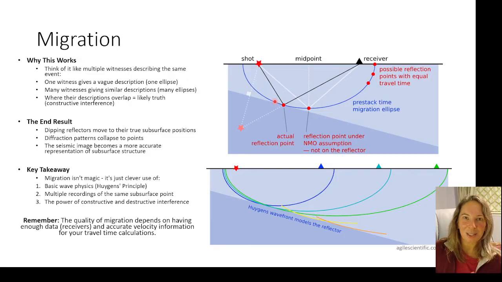One of the keys about migration is that you want to make sure that you have enough data, because the more data you have, the more accurate velocity information you'll have for your travel time calculations, and the better migration you'll be able to do.